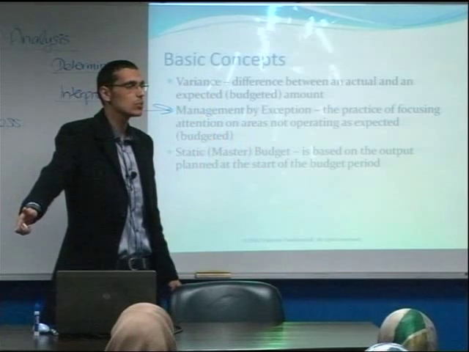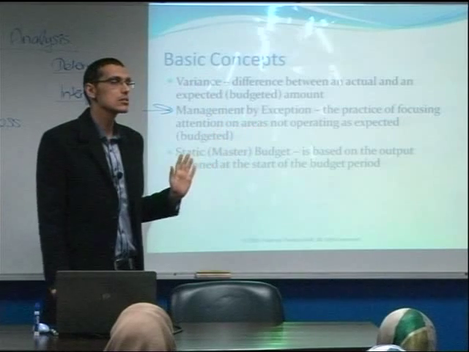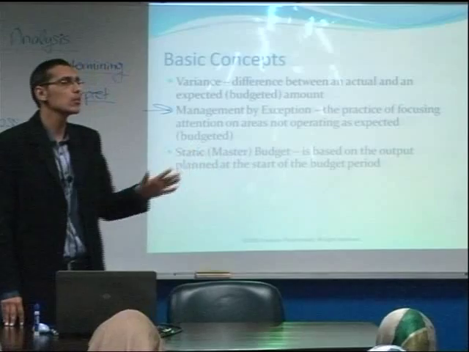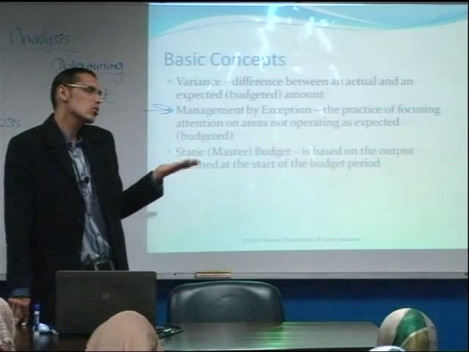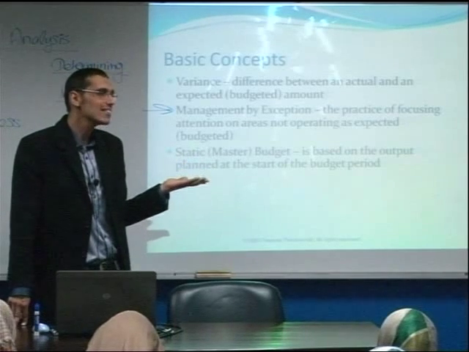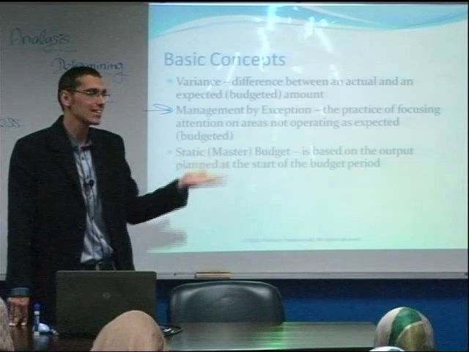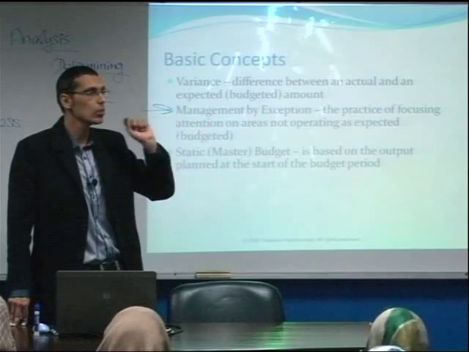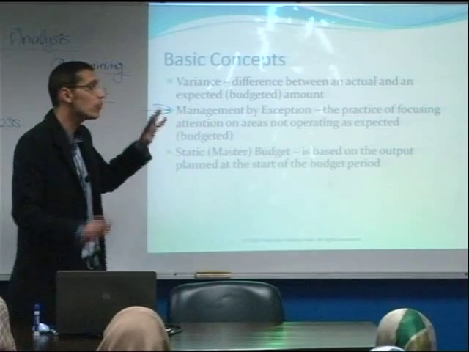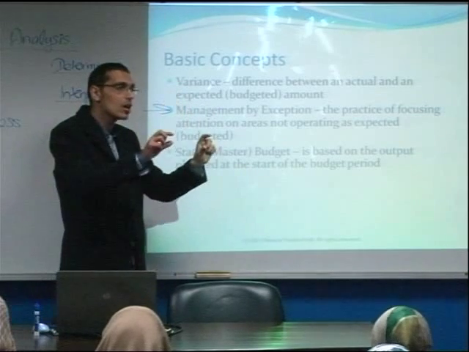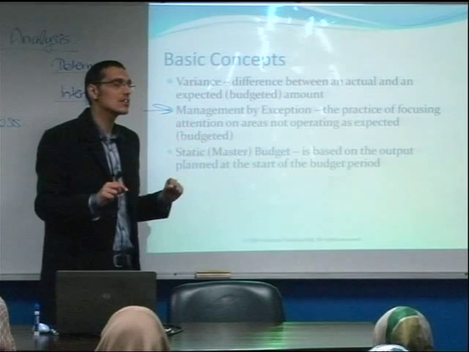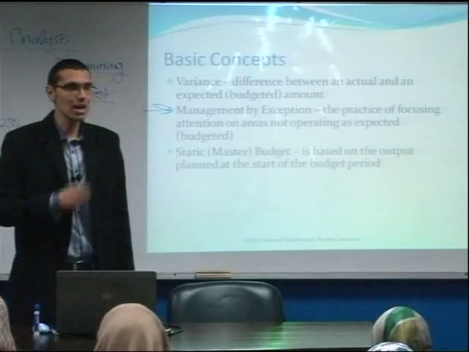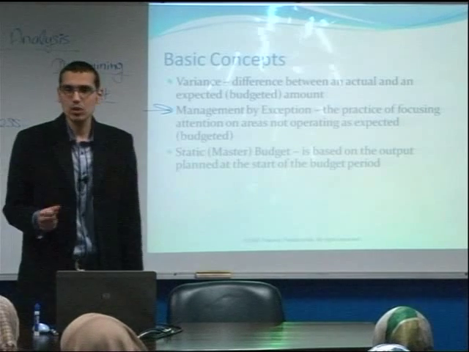Therefore, they would focus upon areas that have variances, as in the example just said, the direct materials. They would not focus upon the direct labor, for instance, or the variable or fixed manufacturing overhead, because they were operating according to the plan, according to the budget. But the variance was only within the direct materials. Therefore, the focus of the managers would be upon the area that was not operating as budgeted or as expected. Any questions?